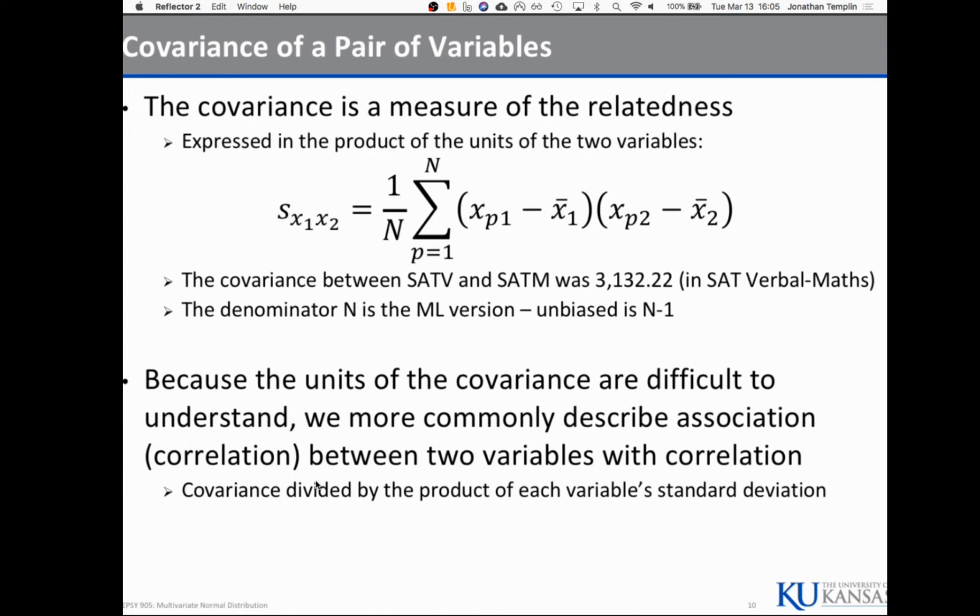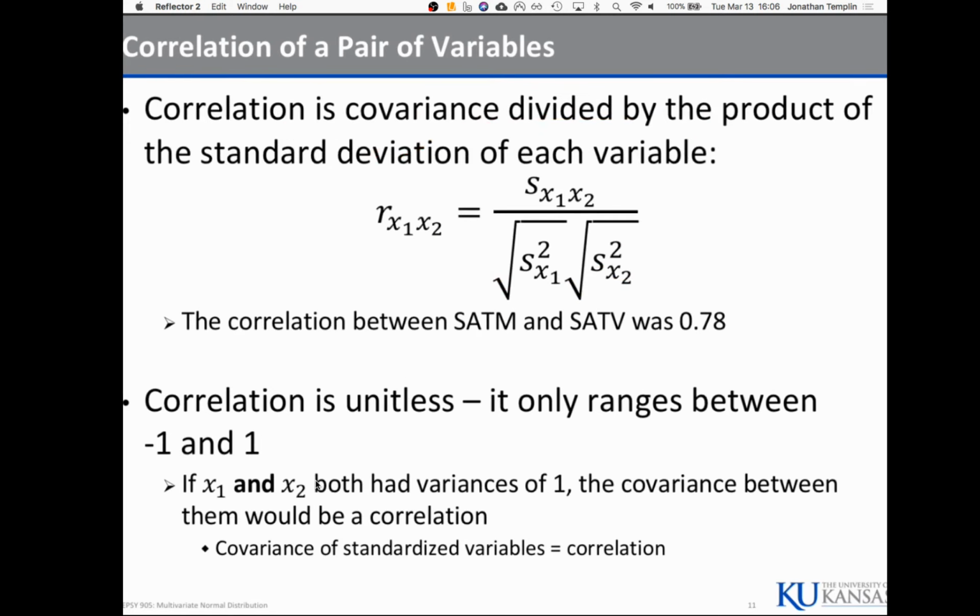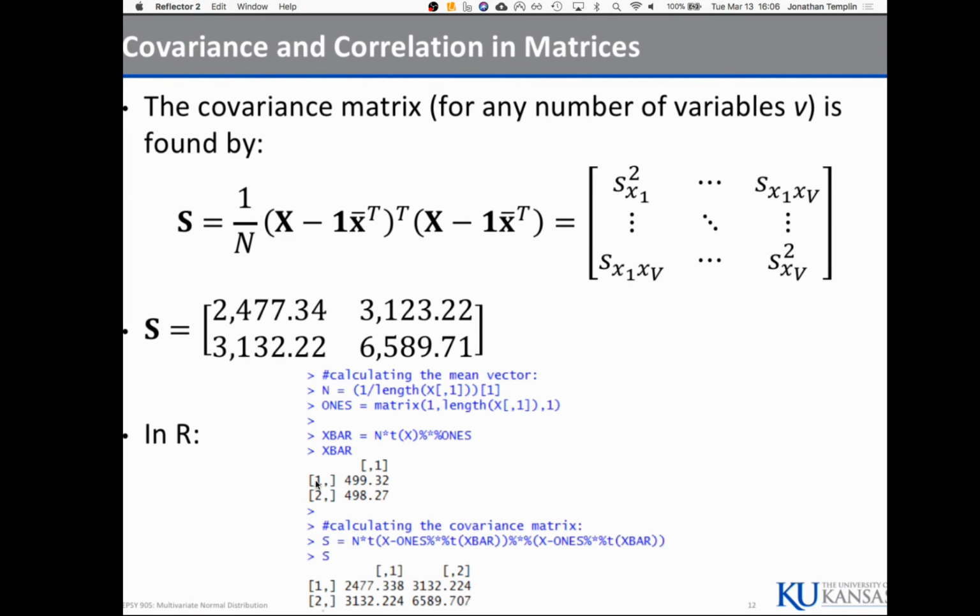Okay, the covariance, again, we saw this before. Here's the formula to do it by hand for a pair of variables. There's the correlation. We saw all those before, but sure enough, there's a way to do it with matrices.